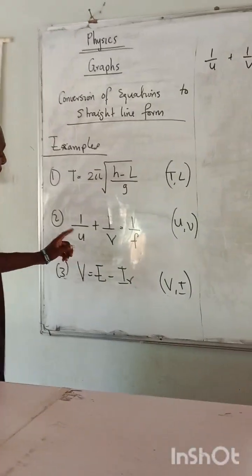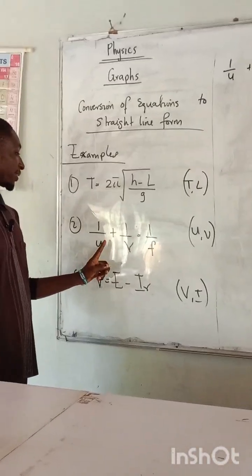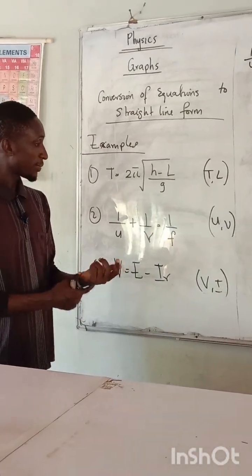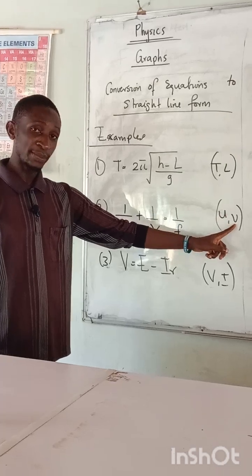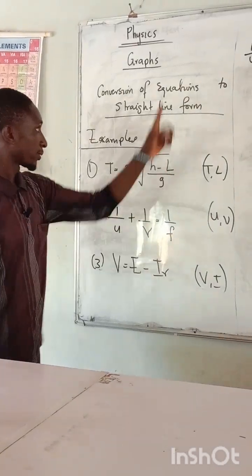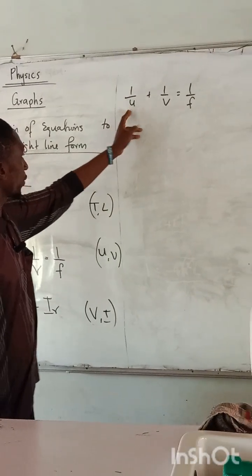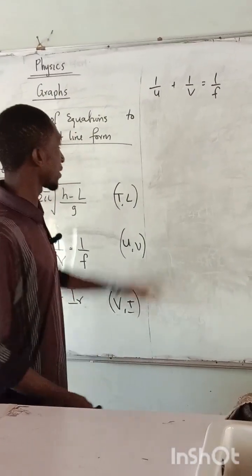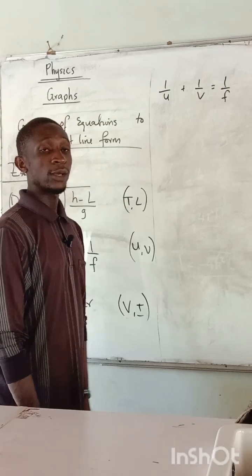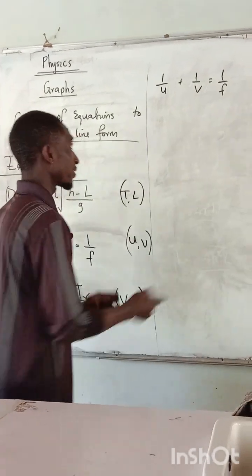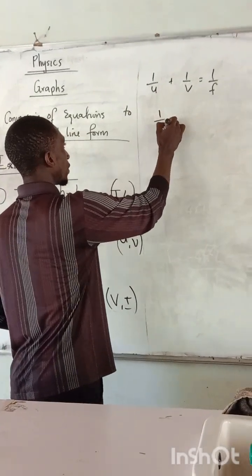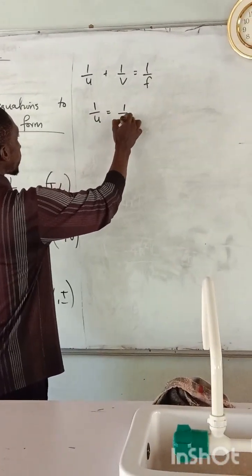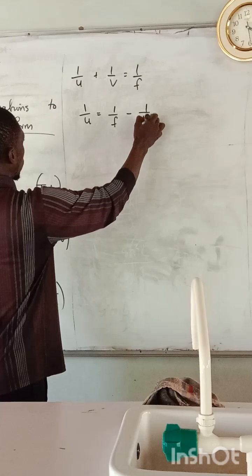All right, so welcome back. This is number 2 now. So we are going to plot object distance against image distance. Here we are doing u against v, but you can see that u and v are in the same place. So simple mathematics tells us we collect the like terms, even though there are no like terms. So we're going to have 1 over u is equivalent to 1 over f minus 1 over v.